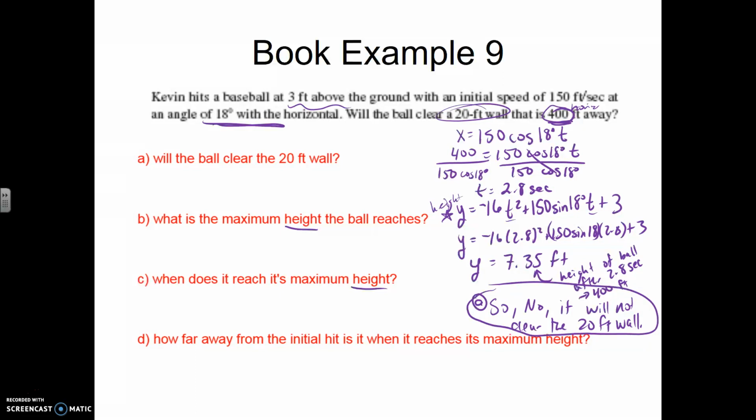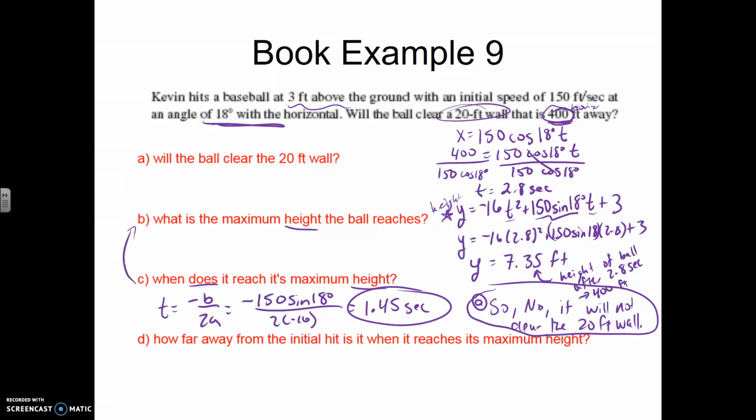If I have a graphing calculator, I could just graph it. If I don't have a graphing calculator, I can actually find the vertex using negative b over 2a. So I take negative b, which is the 150 sine 18 degrees, over 2 times a, which is negative 16. I typed that into my calculator and I got 1.45 seconds. So it takes 1.45 seconds for the ball to reach its max, and then I can take that answer and plug it in for t in my height equation, negative 16 times 1.45 squared plus 150 sine 18 times 1.45, plus 3.